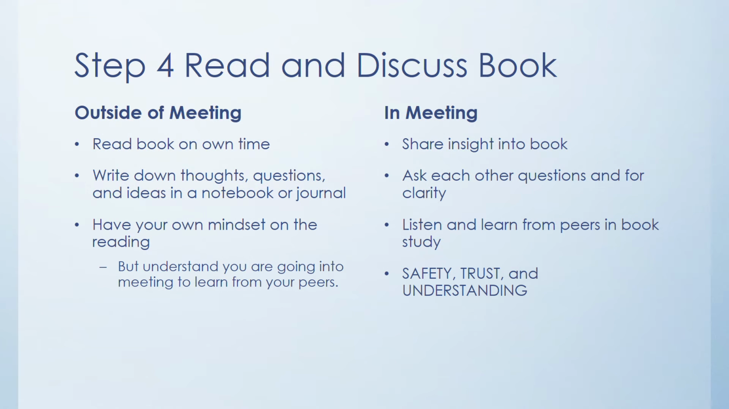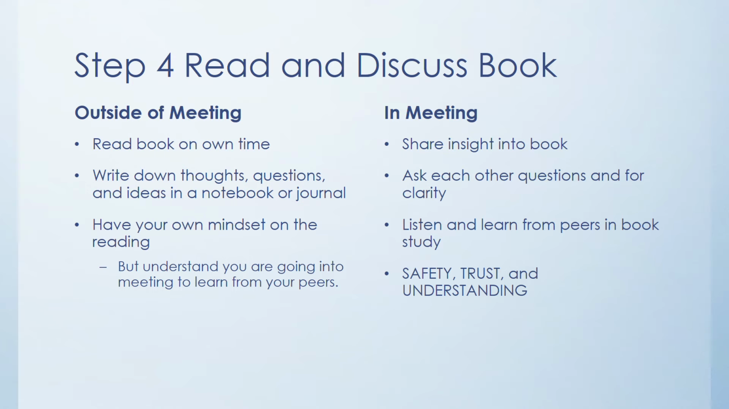Step 4, read and discuss the books. Now there are 2 steps to this process. So first you have outside the meeting. This is when you're doing things individually. You're going to read the book on your own time. You're going to write down your thoughts, questions, and ideas in a notebook or journal. And you're going to have your own mindset on the reading. But understand you are going into the meeting to learn from your peers.